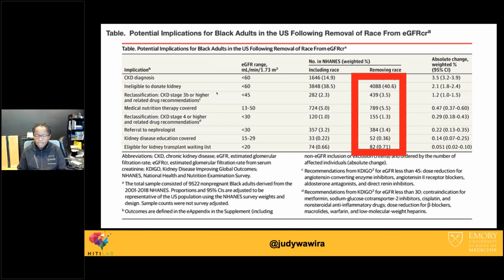So you can see that some people get a recalibration of the chronic kidney decision. That means they get more therapy, more options to support them, for example kidney education, becoming eligible for the transplant waiting list, and even an early referral to the nephrologist by removing race.